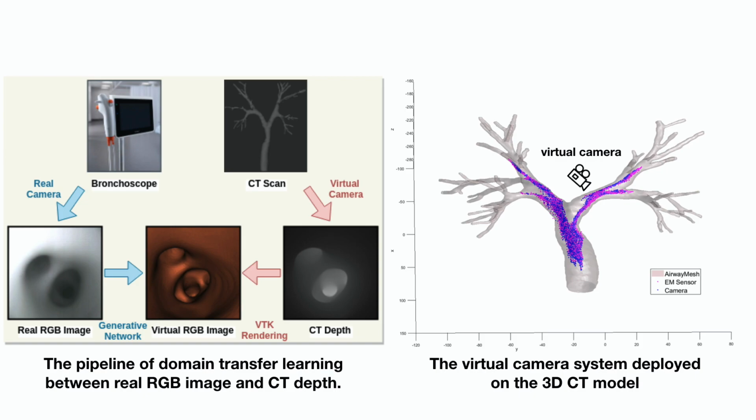We developed a virtual camera system in order to capture a huge number of CT depth images from the 3D CT scan. The CT depth can be further transformed to a virtual RGB image via VTK rendering. A cycle GAN-like architecture is employed to bridge the domain variance between the real RGB image and the virtual RGB image, in order to make the deep model trained on virtual images and deployable on real images.